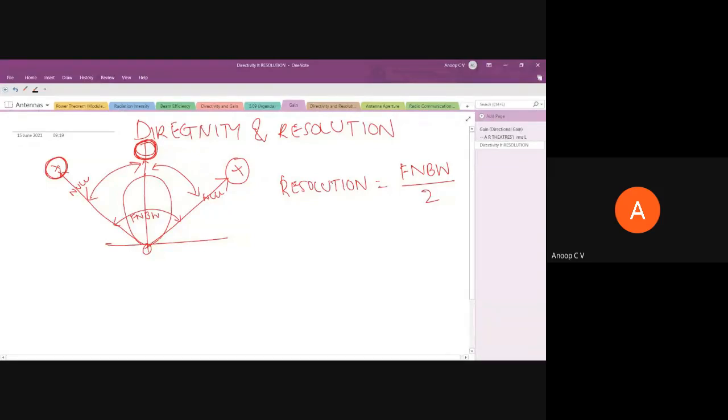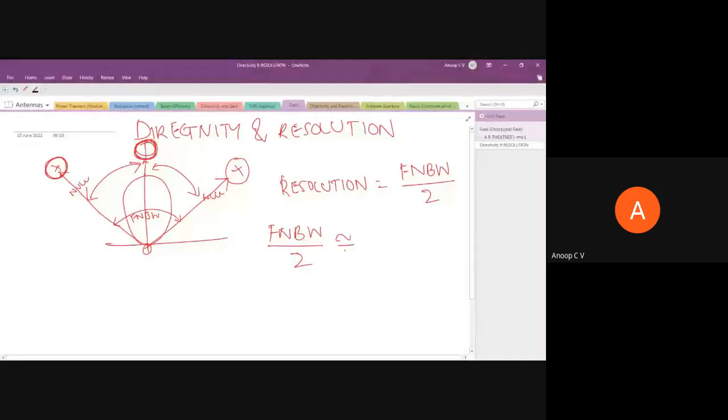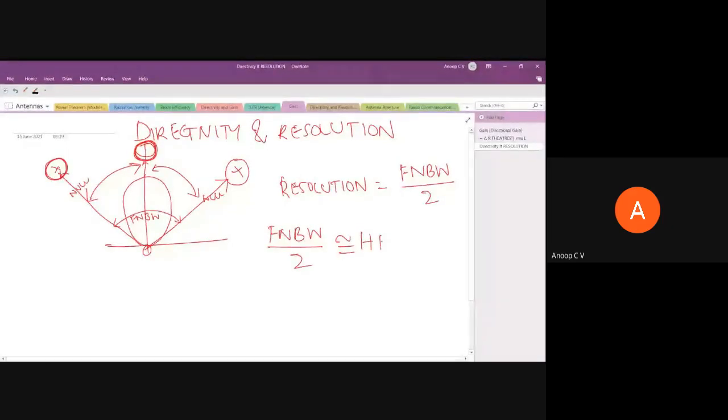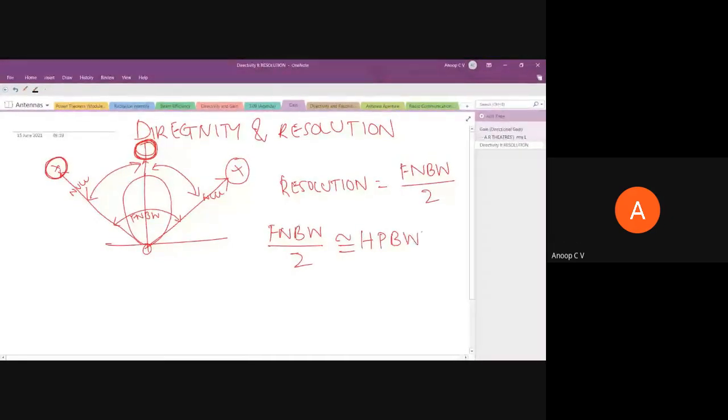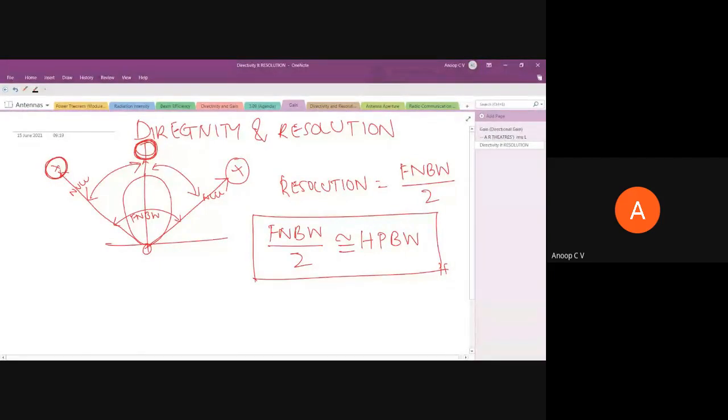And one more important assumption: in most cases, first null beam width by 2 will be approximately equal to the half power beam width. This is an approximate assumption for most practical antennas with small, very narrow beam widths, and it holds good. So I told you resolution is first null beam width by 2.